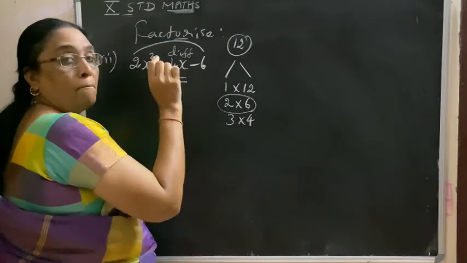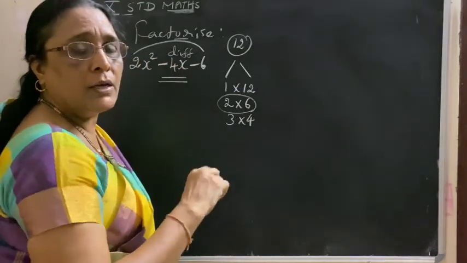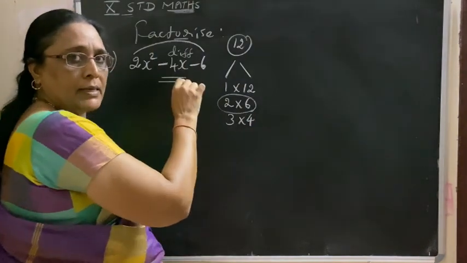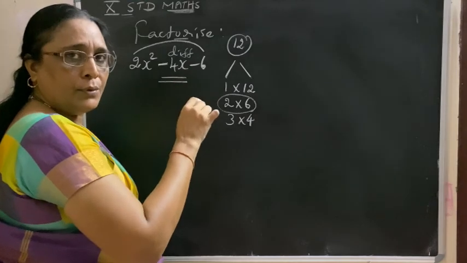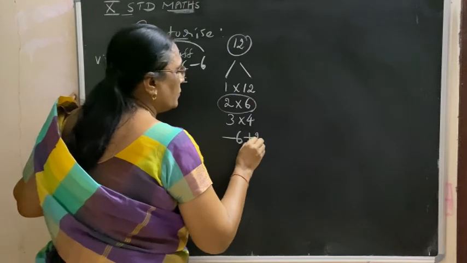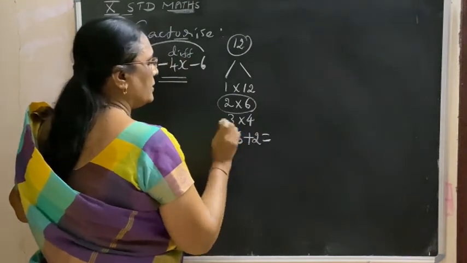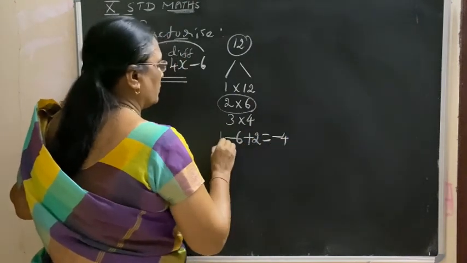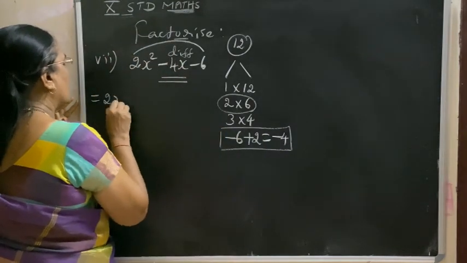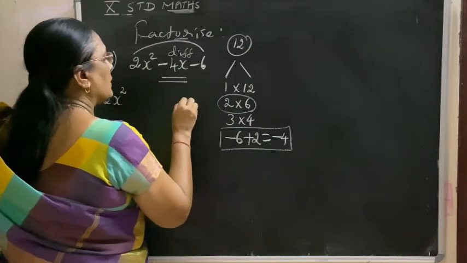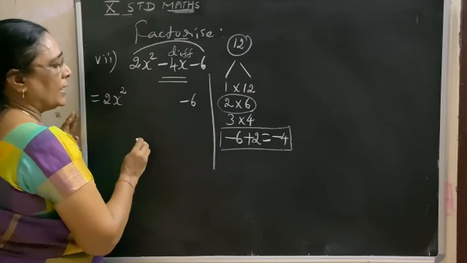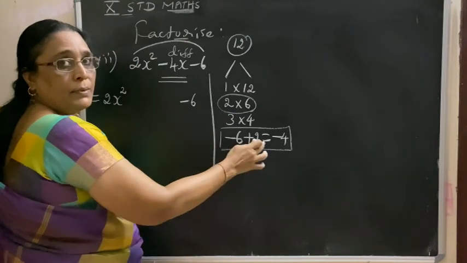But we have to get minus 4. How can you put minus for that? If you need that center term in minus, what you have to do? You have to put the minus sign for the greater number and the plus sign for the smaller one. Right? I will get minus 4. Now, same as the previous sums, you write the first term as it is and the last term as it is, and write the center term as minus 6x plus 2x.